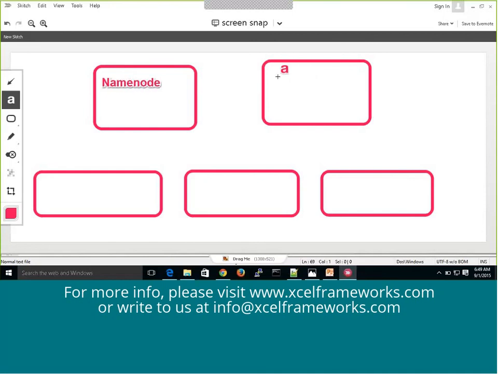Name node, and this I'm calling the secondary name node. Okay. So now the secondary name node is replaced with something called a standby name node. I have a name node and I have a standby node, and whatever metadata I'm writing here will be in a centralized, shared location.